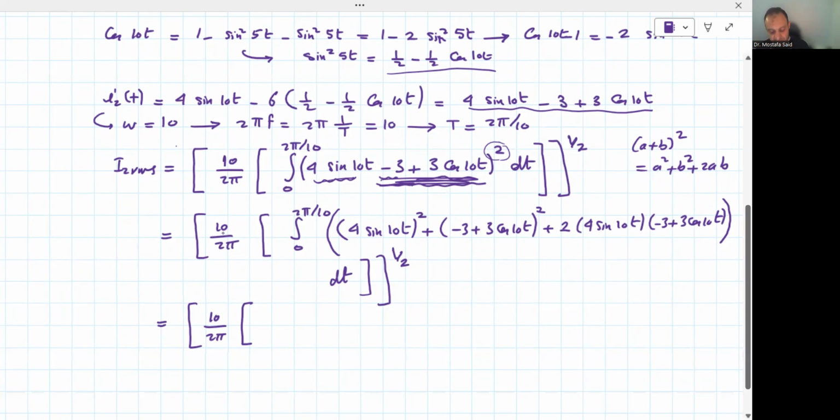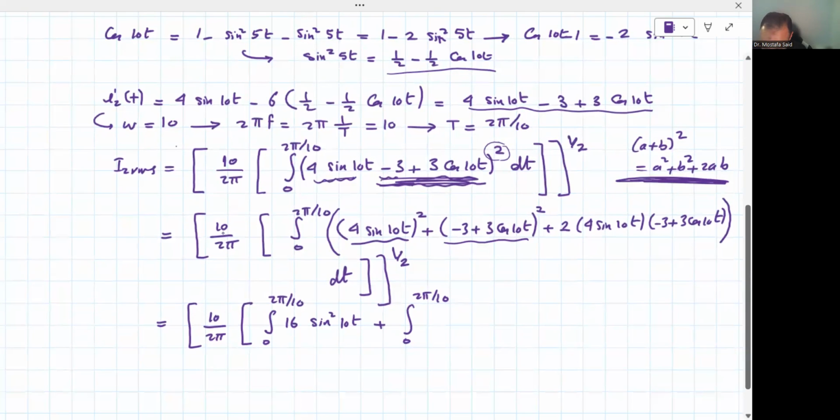It's time now to distribute the integral. So we have the integral from 0 to 2 pi over 10 of 16 sine square 10t. That's the first term, I just square everything, plus the integral from 0 to pi over 10. Another bracket here, also two terms, so we're going to apply this: A square plus B square plus 2AB. So we're going to have 9 plus 9 cosine square 10t plus 2 multiplied by minus 3 multiplied by 3. So it's minus 18. Minus 18 cosine 10t.